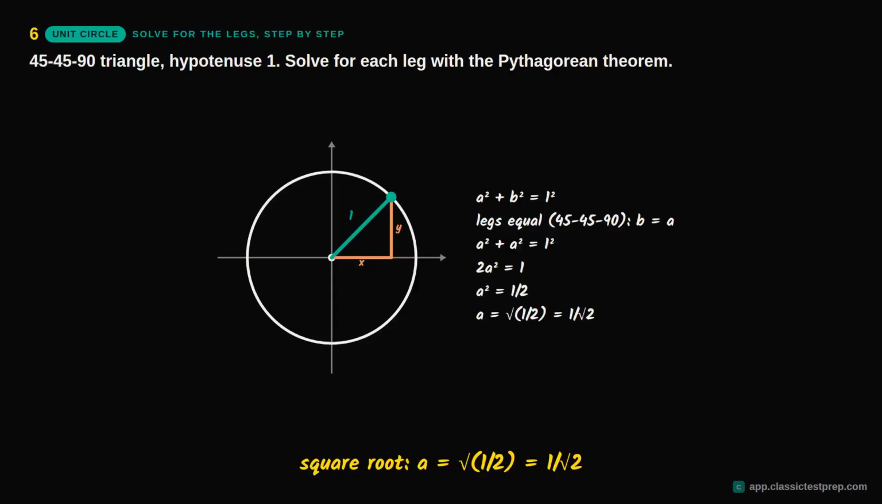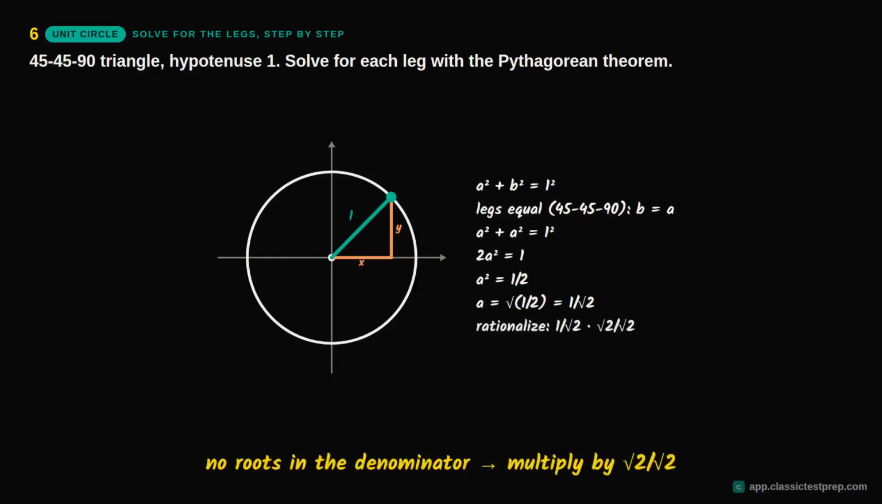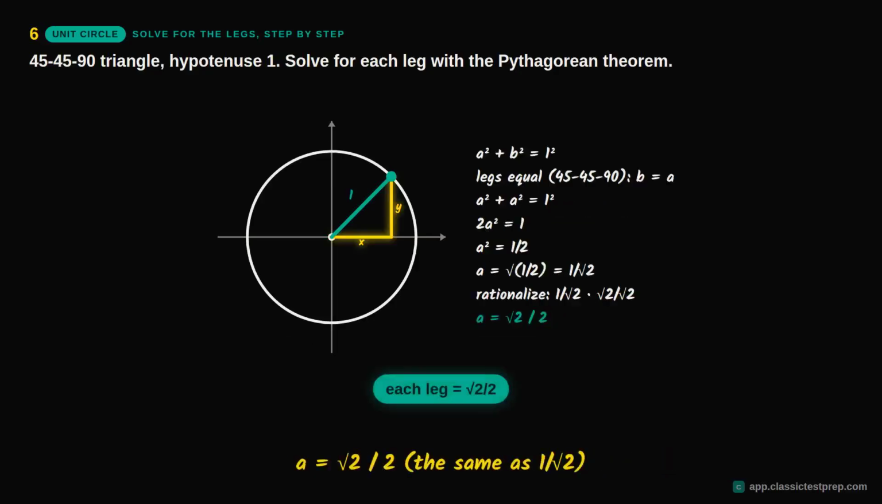Now, we don't like to keep roots in the denominator, so we need to multiply this term by 1, because multiplying anything by 1 keeps it the same. And so we can multiply it by the square root of 2 over the square root of 2, which is just 1, in order to change how it looks. And we get square root of 2 over 2, which is the exact same as 1 over the square root of 2.